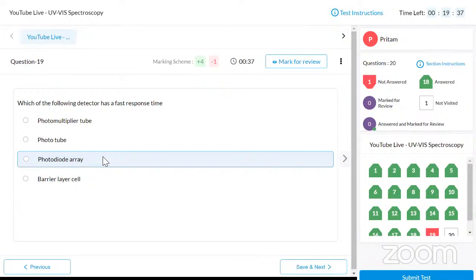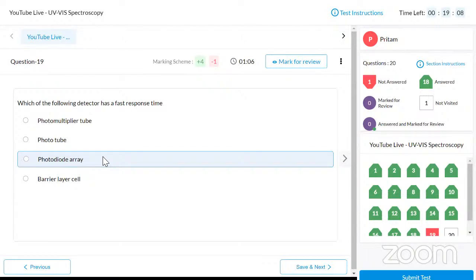Also, phototube will give you delayed results because it takes more time for analysis if you're using a phototube as a detector. Now, photodiode array. As you know, a photodiode array is an array of multiple photodiodes, so multiple intensities can be detected at the same time. Because of this, the photodiode array is supposed to have the fastest response time compared to all of these detectors.